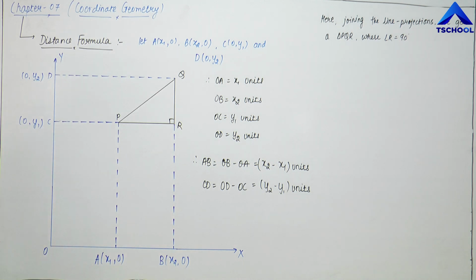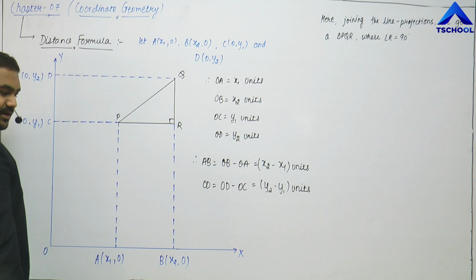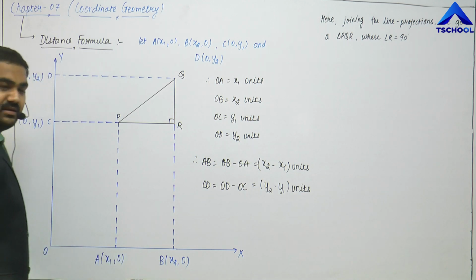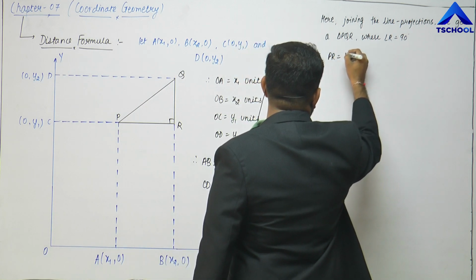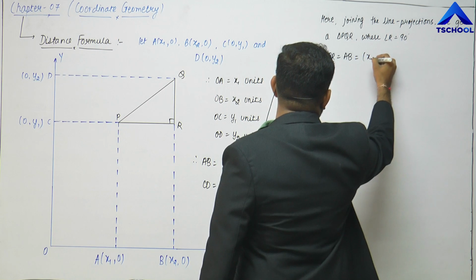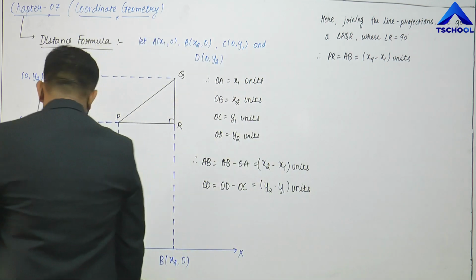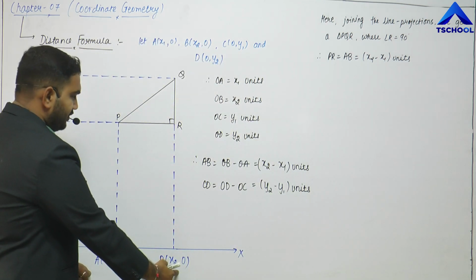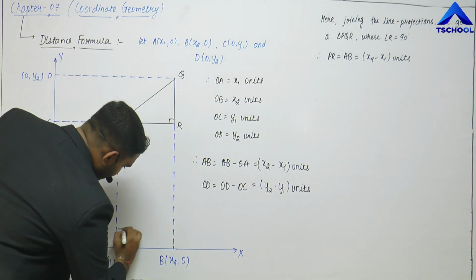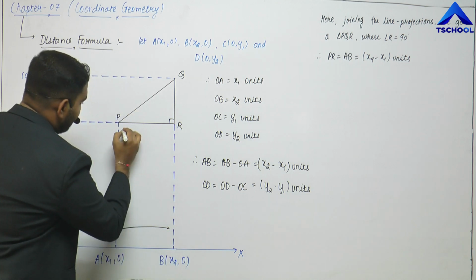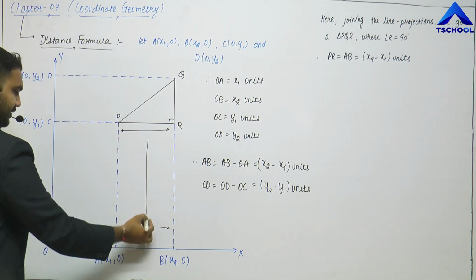Okay, now you can see that these lines are parallel. Which ones? PA and RB. So we found out the distance AB, therefore we can say that PR is equal to AB is equal to x2 minus x1 units, right? Because friends, these both lines are parallel, PA and RB. So the distance that we found out here is exactly the distance that we will get here. Yes or no? So this distance here will be the same.